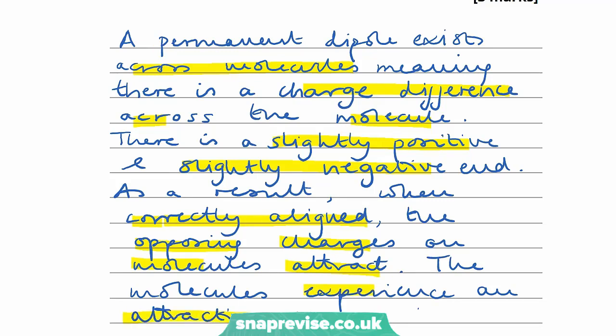Here, for our first mark, we explain that a permanent dipole exists, and as a result, we have a charge difference and a slightly positive and negative end. And for our third mark, we explain that as a result, when correctly aligned, the opposing charges will attract, and the molecules will experience the attractive force.